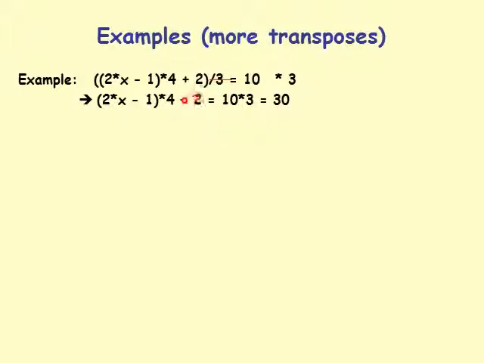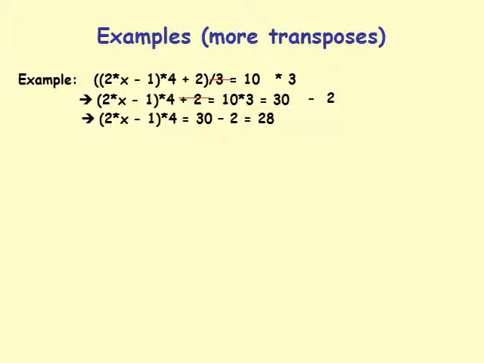Now on the left side, this plus 2 is the last thing we did. So we move that across the equal sign, and an added term becomes a subtracted term, so it becomes a minus 2 on the right. So on the right we have 30 minus 2, which is 28. So we have 2x minus 1 times 4, and on the right we have 28.